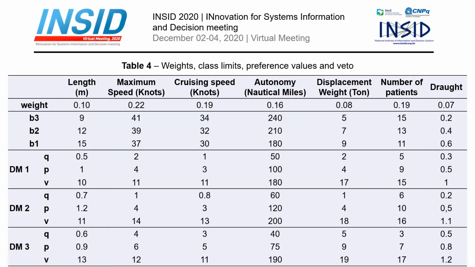This slide brings table 4. We have weights for each criterion. We have 3 class limits because we defined 4 classes. So we have B1, B2, and B3 for each criterion. We also have strong preference, weak preference, and veto for each decision maker.